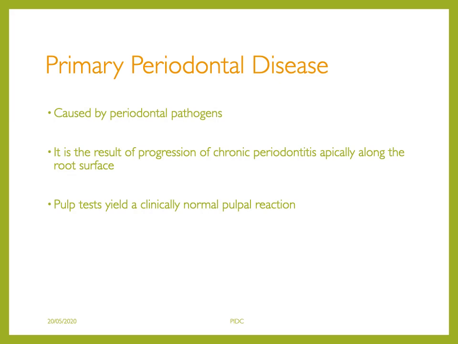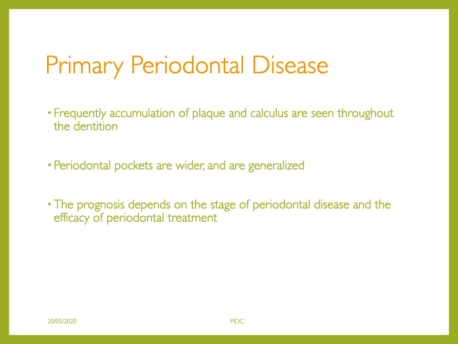Second one is primary periodontal disease. It is caused by periodontal pathogens. It is the result of a progression of chronic periodontitis apically along the root surface. The pulp test yields a clinically normal pulp reaction. Frequent accumulation of plaque and calculus is seen throughout the dentition. Periodontal pockets are wider and generalized compared to primary endodontic disease. The prognosis depends upon the stage of periodontal disease and the efficacy of the periodontal treatment.